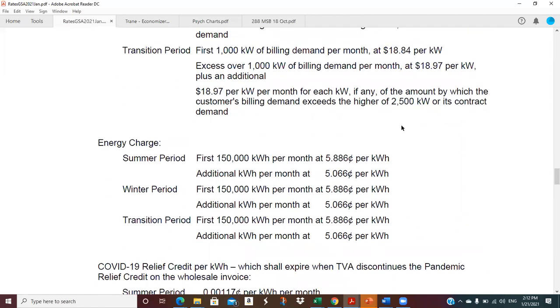Some rates, it gets significantly cheaper, like big, we'll see some of the big rates here in a little bit, okay? But in this rate, on the energy, they're not even changing for the seasons, right? It's the same numbers. Kind of interesting.